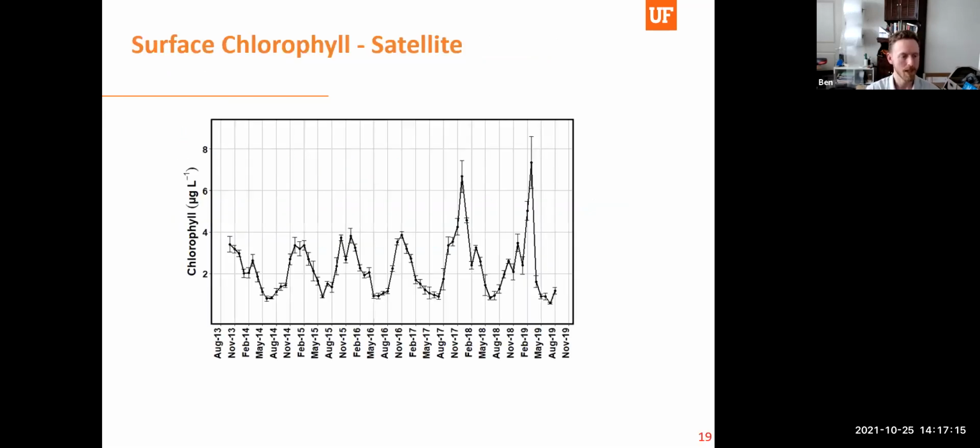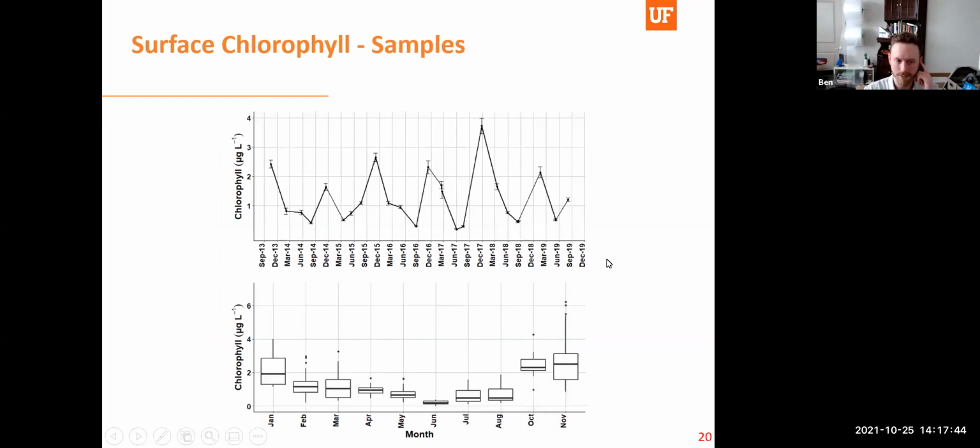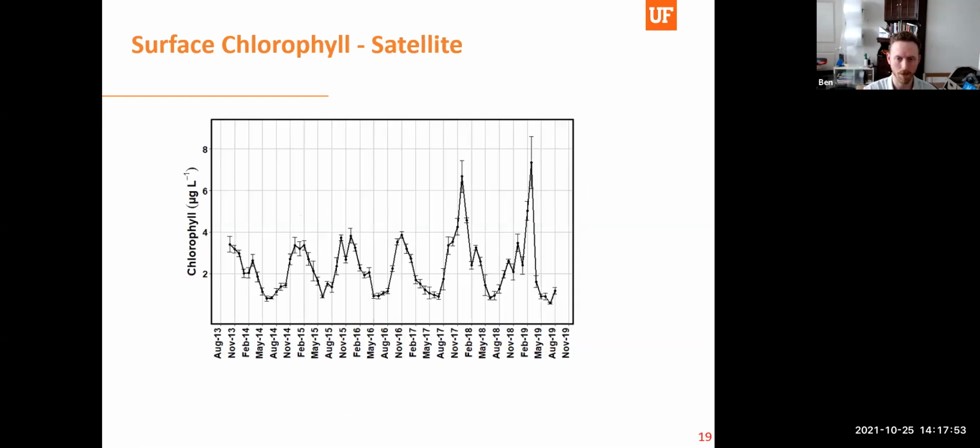And so for results, for the satellite chlorophyll, we saw a fairly regular seasonal pattern with large surface chlorophyll values happening in the fall and winter time, and especially in the last 2 years where we saw large spikes in chlorophyll in early 2018 and early 2019. This same trend was seen with our sampled values, which was good, but the peak for 2019 was not quite as large as the peak for the surface values of the satellite.